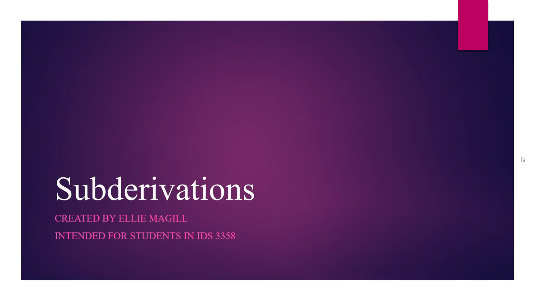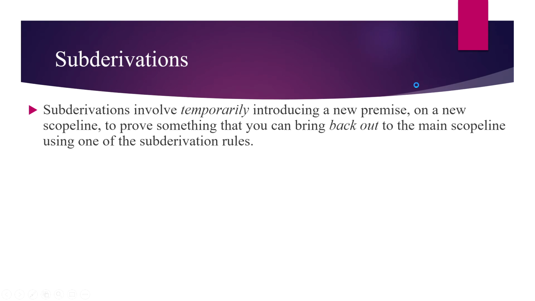In this lesson, we're going to introduce and explain the last 5 derivation rules of sentential logic. All 5 of these rules require subderivations. Subderivations are when you temporarily introduce a new premise with a new scope line inside the main one to prove something that you can then bring out to the main scope line using one of the subderivation rules. Once you use that rule to add something back to the main scope line, the new premise you assumed is discharged and the subderivation is closed, meaning you can't use any of the lines from inside that subderivation anymore. We'll get into the details after we introduce the rules.